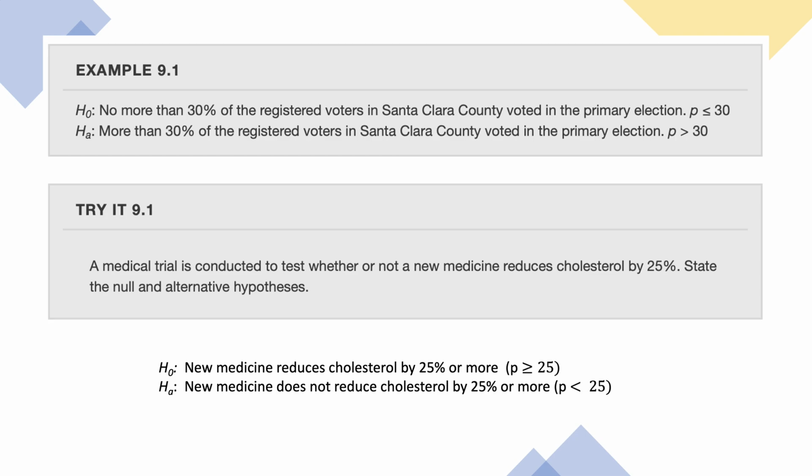Now the alternative hypothesis, HA, alternative, is that the new medicine does not reduce the cholesterol by 25% or more, and that would be that P is less than 25. Okay? P is less than 25.